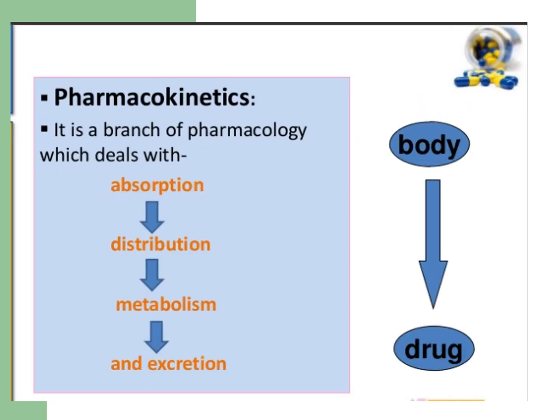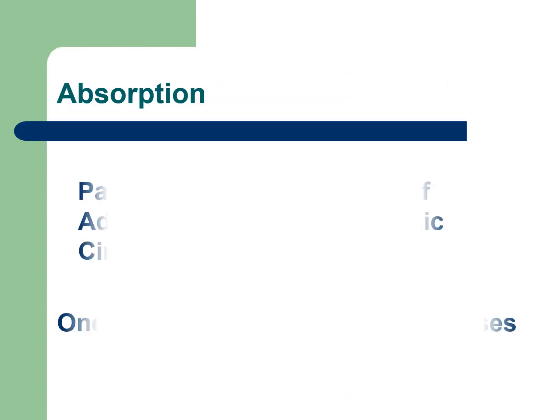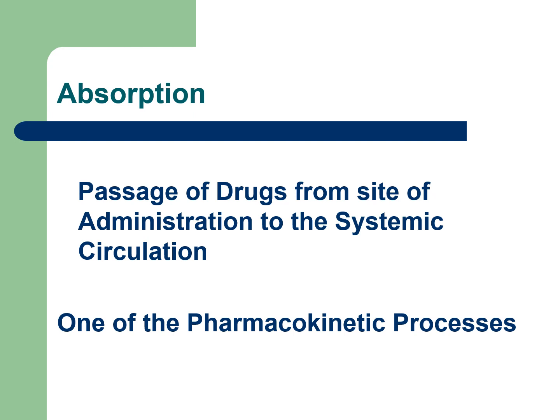Just a quick revision. What is pharmacokinetics? It's a branch of pharmacology which deals with absorption, distribution, metabolism, and excretion. And it is what the body is going to do to the drug inside the body. So the proper definition of absorption is passage of drugs from the site of administration to the systemic circulation.